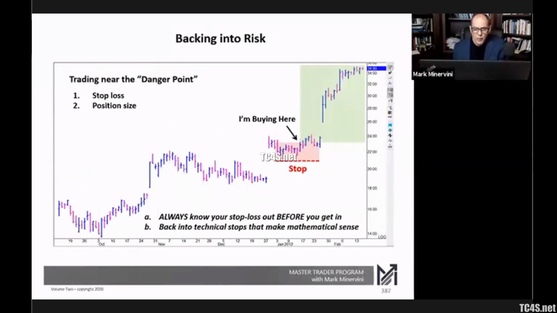But what I try to do is back into risk, and I want to try to trade as close to what I call the danger point as possible. This is actually something that Jesse Livermore talked about, trading near the danger point. That simply means what I just said before about backing into the stop, a mathematical stop that makes mathematical sense based on your numbers. And also you're trading where when that stock goes through that stop, it's also undercutting some type of technical level that's telling you that there's a problem with the stock.